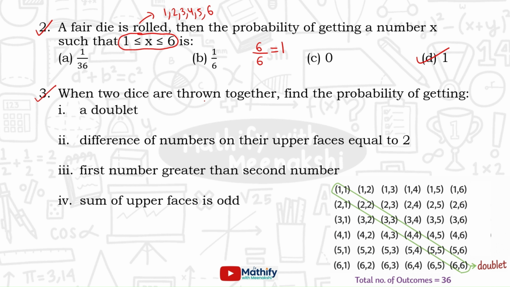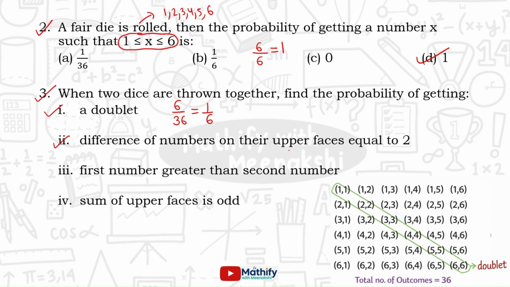When we throw two dice, find the probability of getting a doublet. You know, doublet means that on both the dice we have the same number: 1, 1, 2, 2, 3, 3, 4, 4, 5, 5, 6, 6. As you can see in this image, so we have 6 by 36. That is 1 by 6. Let's move to second part.